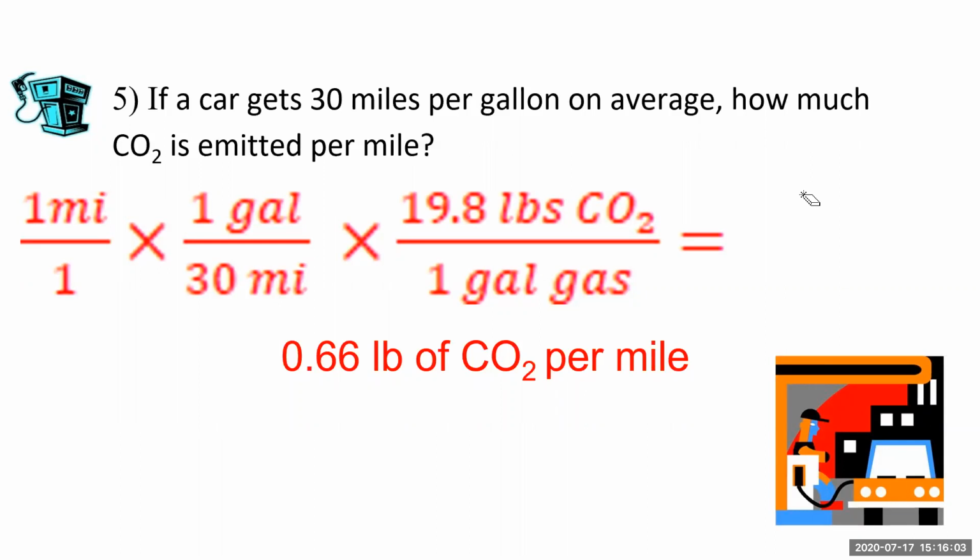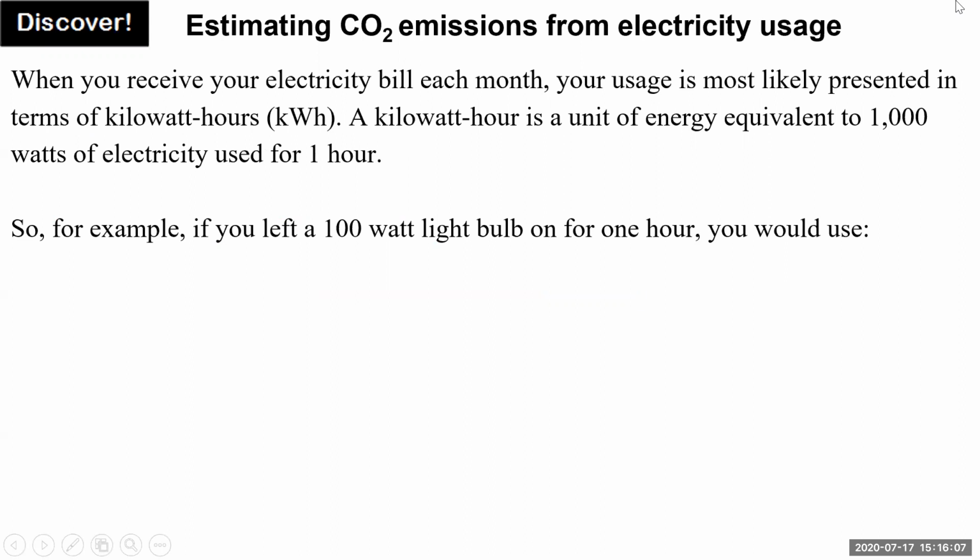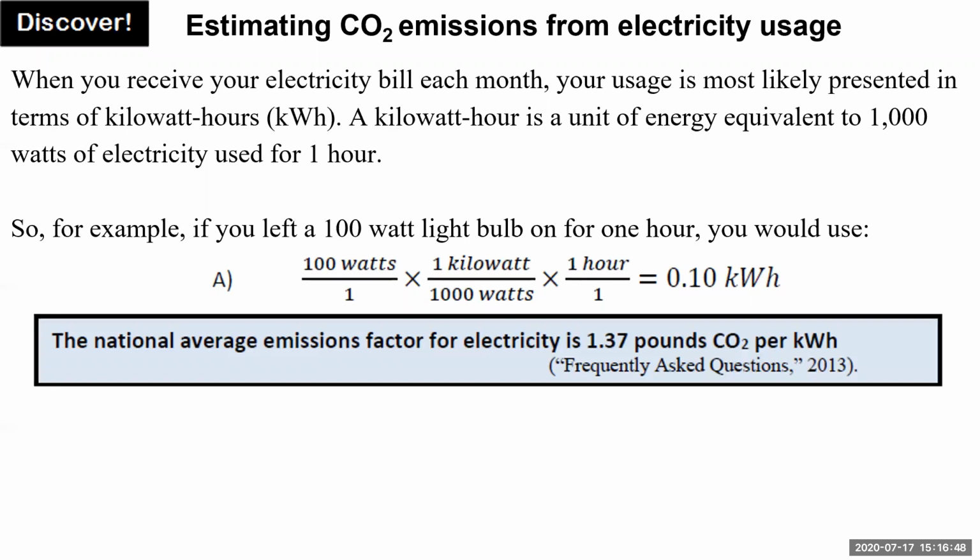Is that okay? Nice. Now right here, having looked at how much CO2 is produced by burning gasoline, we want to look at how we can estimate CO2 emissions from electricity usage. When you receive your electricity bill each month, your usage is most likely presented in kilowatt hours. A kilowatt hour is a unit of energy equivalent to 1,000 watts of electricity used for 1 hour. So for example, if you left a 100-watt light bulb on for 1 hour, you would use that. So really, you have to change watts into kilowatts. Therefore, you divide by 1,000 and then multiply by the hours. And this is 0.10 kilowatt hours.